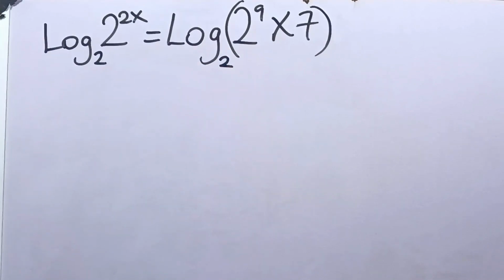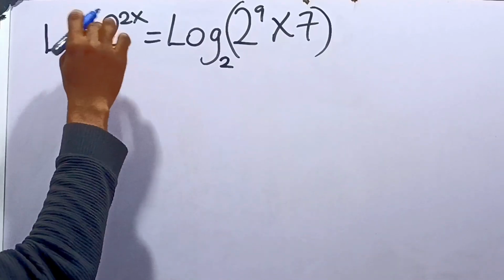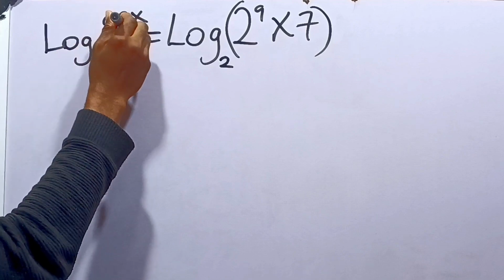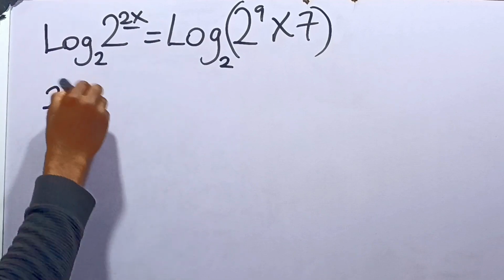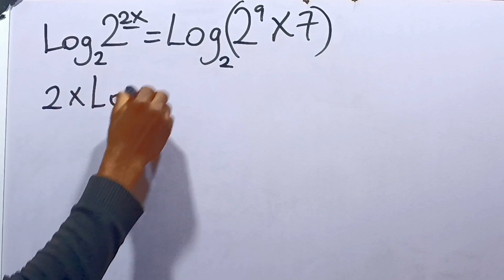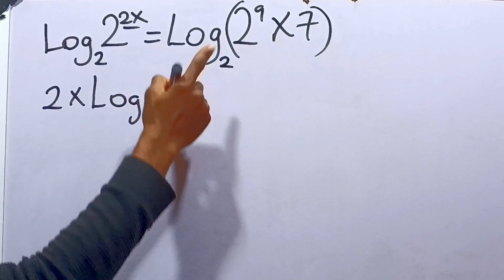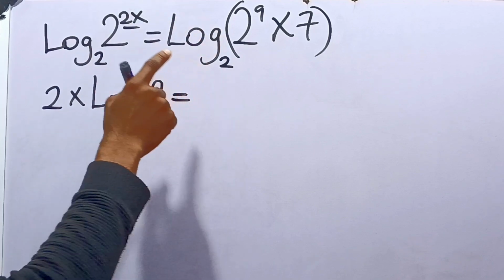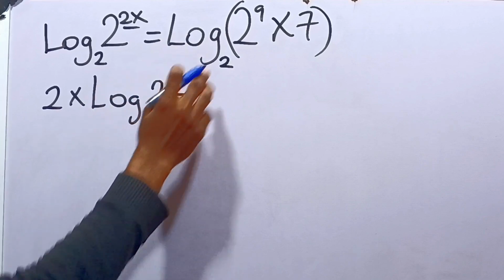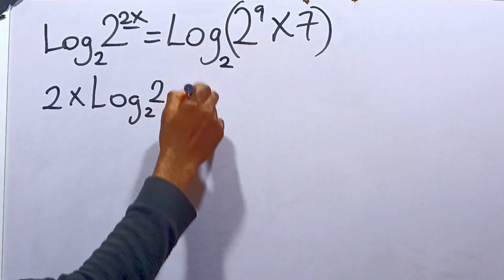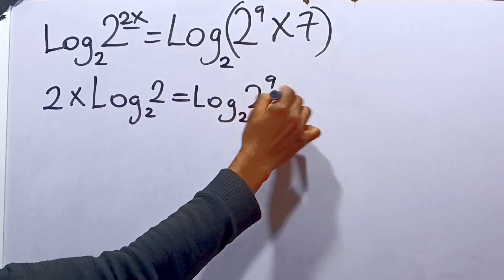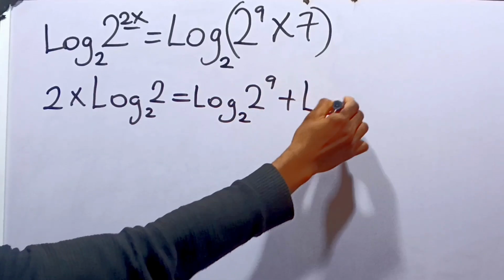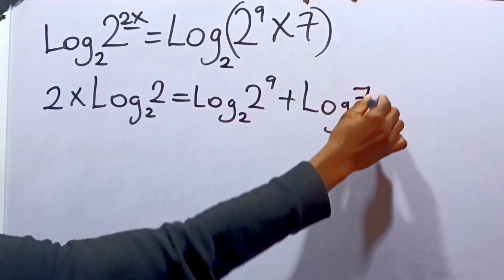Now we're going to have this. When you have logarithm of a number raised to a power, you multiply that power with the log. So we have 2x multiplied by logarithm of 2 to base 2 to be equal to, when you have multiplication in logarithm, you split up and put plus. So instead of having the multiplication here, we'll have logarithm of 2 to the power 9 in base 2 plus now logarithm of 7 to base 2.